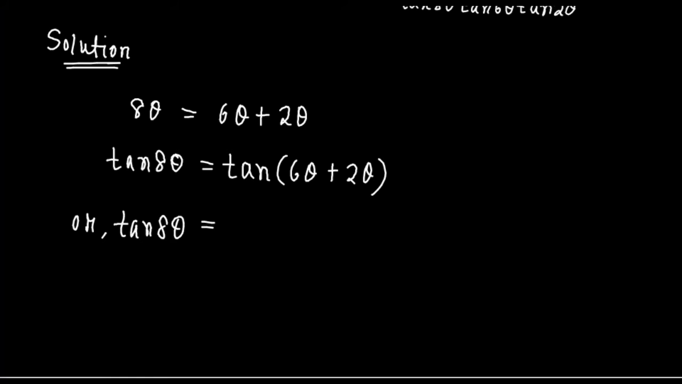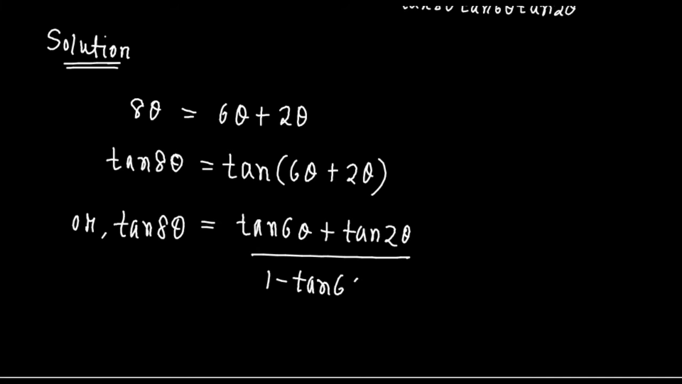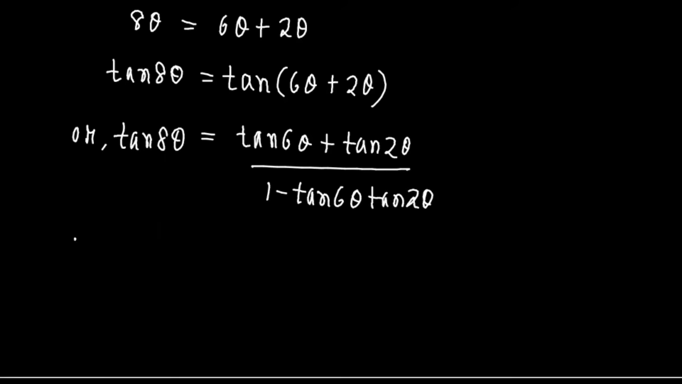Now this is becoming the formula of tan (a plus b). What is the formula of tan (a plus b)? It is tan a plus tan b by 1 minus tan a tan b. So here we can write tan 6 theta plus tan 2 theta by 1 minus tan 6 theta tan 2 theta. Now if I cross multiply, that is tan of 8 theta into 1, that is this, and it is tan 8 theta. That means we are multiplying this in the LHS.